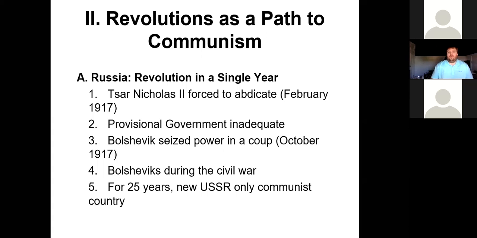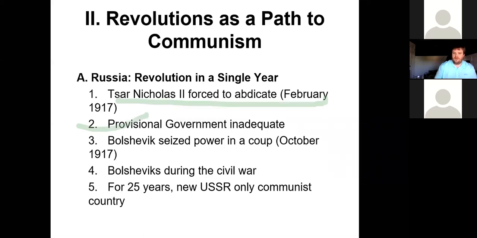Revolutions almost always were the path to communism. In Russia, there was revolution within a single year. So the Russian Revolution in 1917 was sudden, and it was explosive. The Tsar Nicholas II was forced to abdicate the throne in February of 1917.